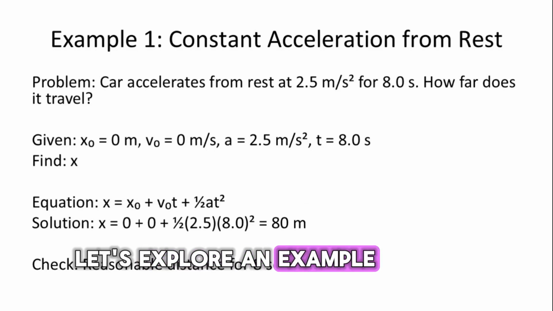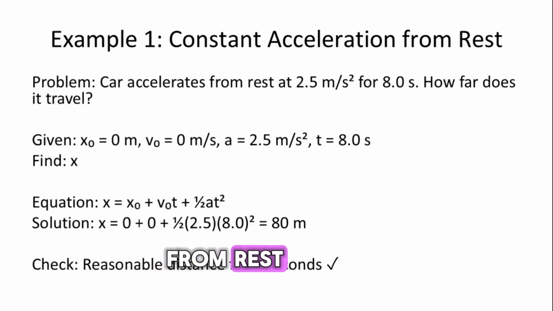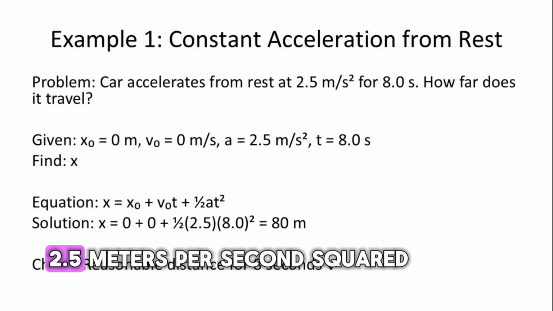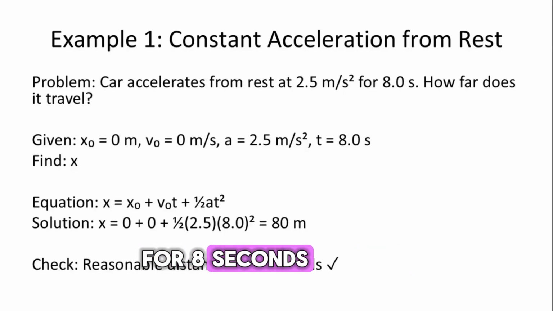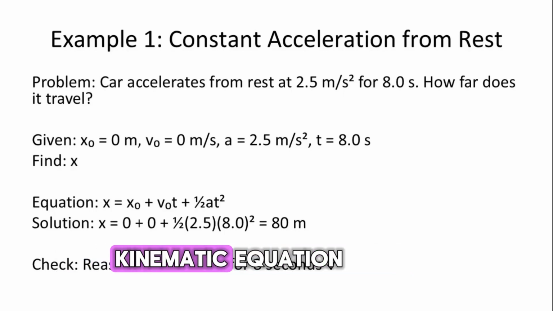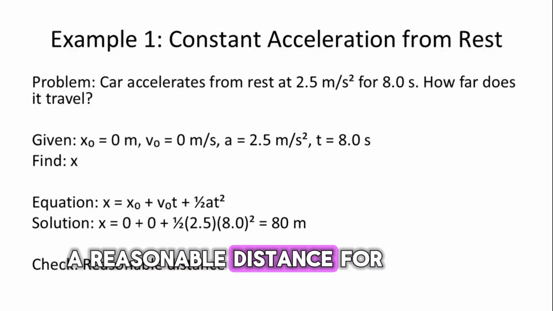Let's explore an example of constant acceleration from rest. A car accelerates at 2.5 meters per second squared for 8 seconds. By applying the appropriate kinematic equation, we find the car travels 80 meters, a reasonable distance for the given time and acceleration.